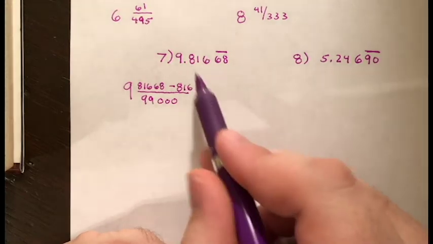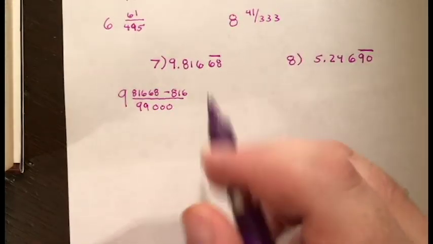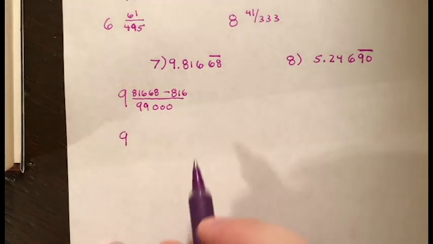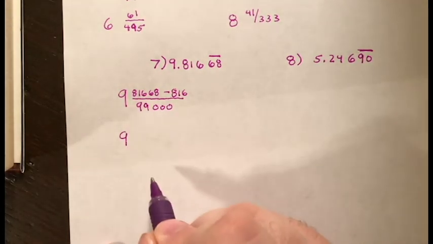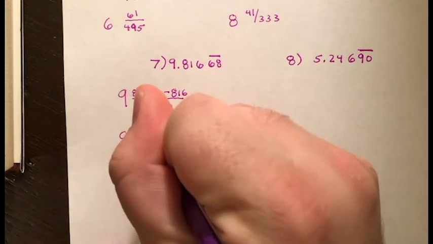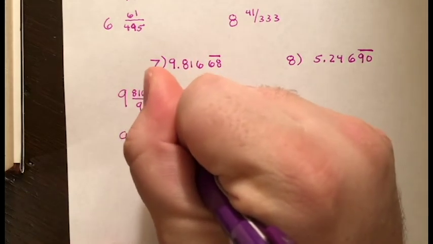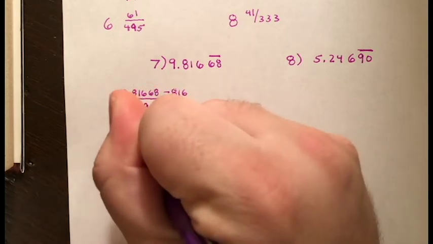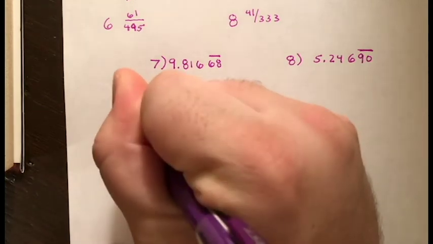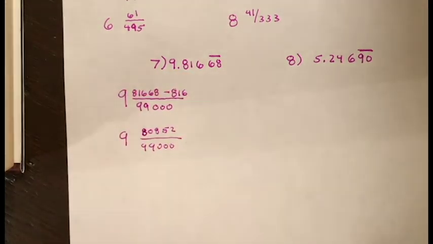Now, my job is to go ahead and start working this out. My whole number, my integer, never goes away. And when I subtract these 2 numbers, I get 80852 over 99,000. Okay? So I have that.